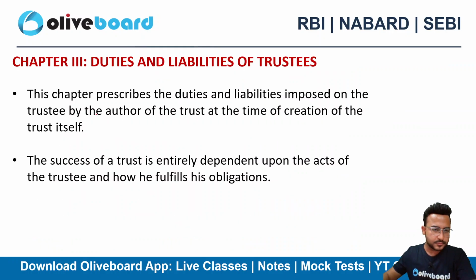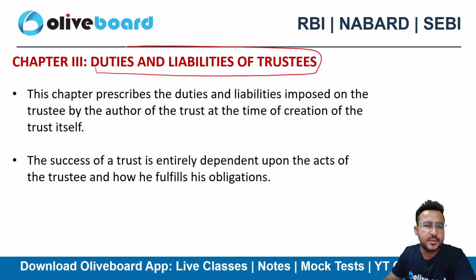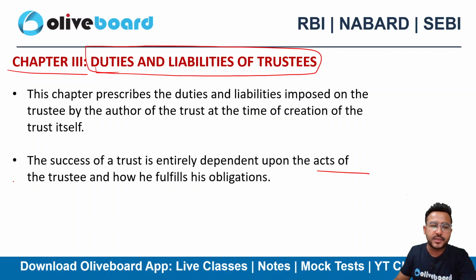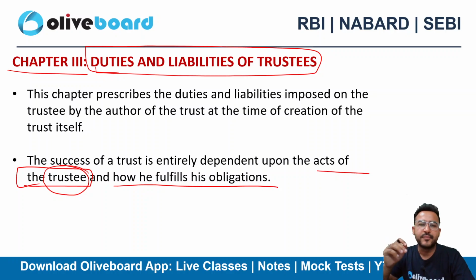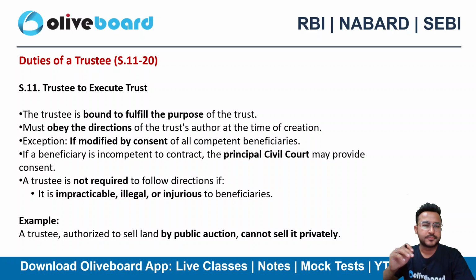Now let's discuss the duties and liabilities of a trustee. Let's suppose I am a trustee of a property, then what will be my duties and liabilities? This chapter prescribes duties and liabilities, which is Chapter 3 of the Act, right? The success of a trust entirely depends upon the act of the trustee. That's why we call him trustee. We have shown trust in him, right? And how he fulfills the obligation.